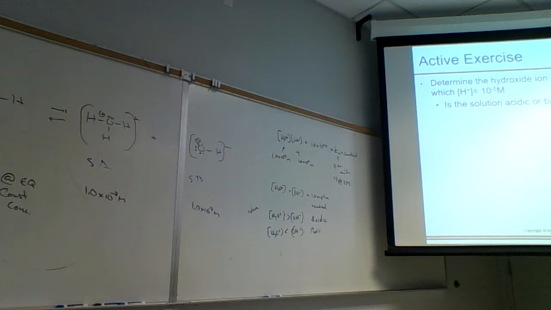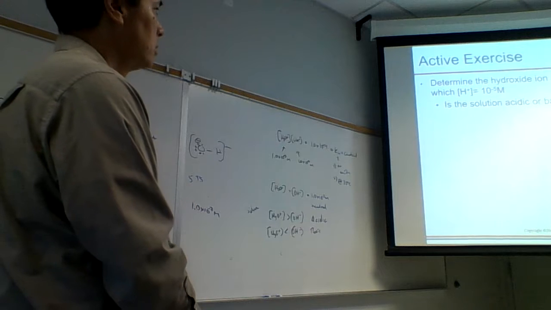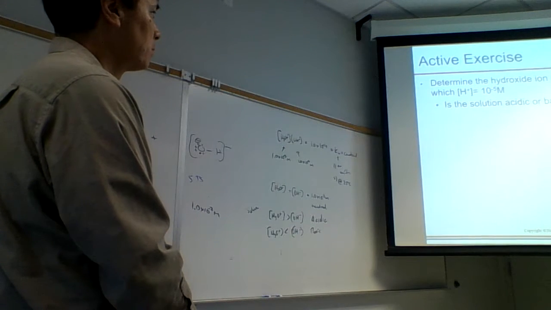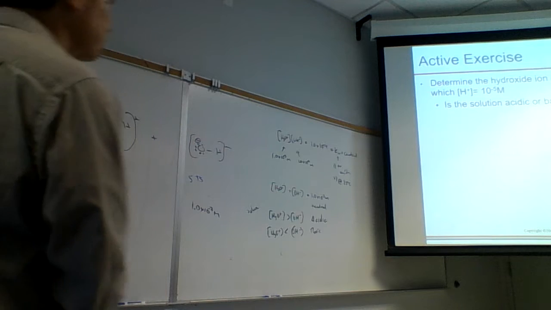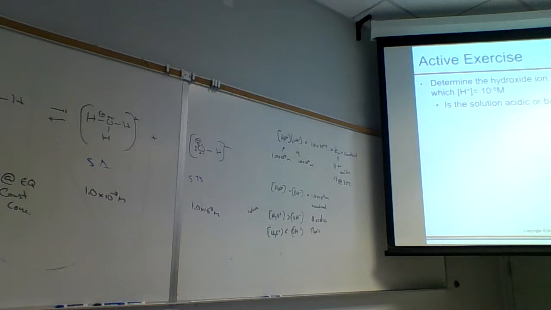All right, so determine the hydroxide ion concentration in a solution in which the H plus is 10 to the minus 5 molar. Is this solution acidic or basic? In all solutions, including pure water, this holds: the hydronium ion concentration times the hydroxide ion concentration is equal to 1.0 times 10 to the minus 14, which we call kW. And therefore, if I want to determine the hydroxide ion concentration, it is equal to kW divided by the hydronium ion concentration.